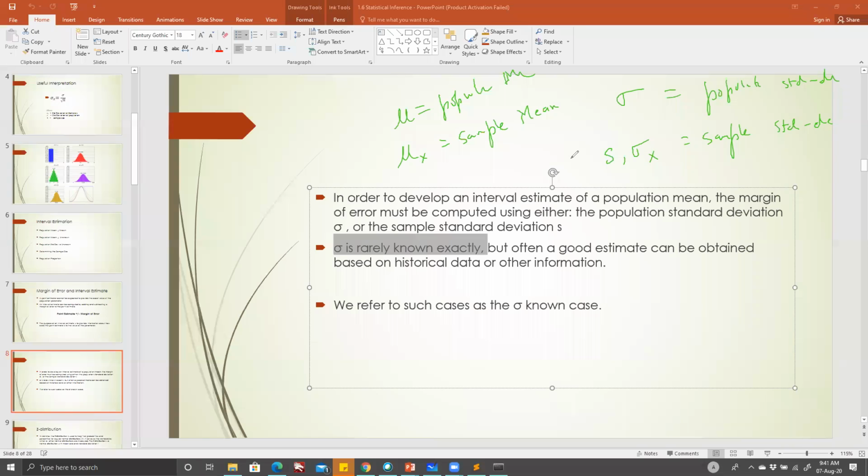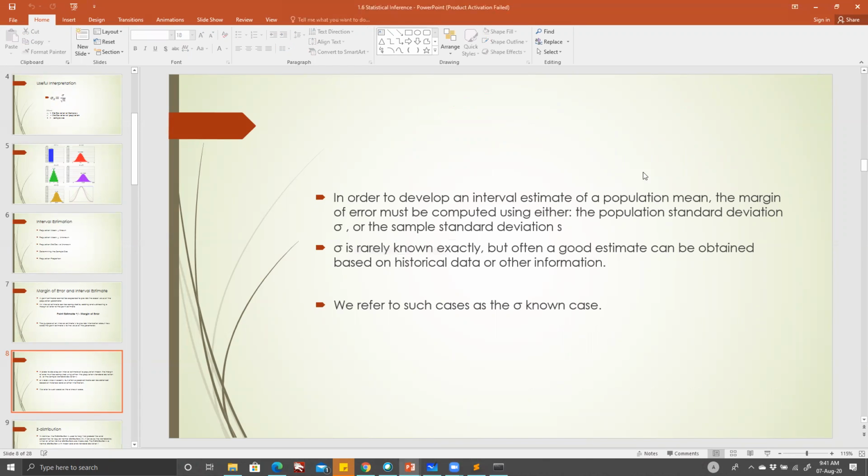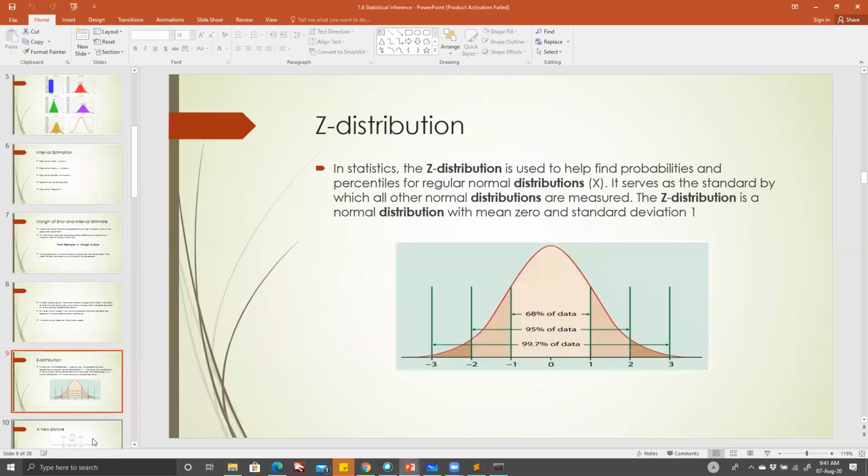Sigma is rarely known exactly, but maybe through historical data, you can come up with a good estimate of what the global or population sigma will be. Such cases are referred to as sigma known cases. Now, actually, I should start with this picture.